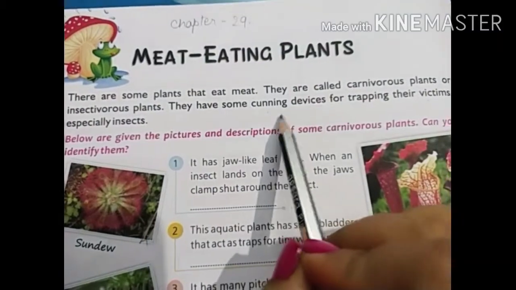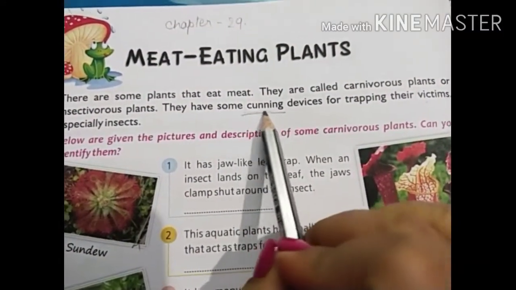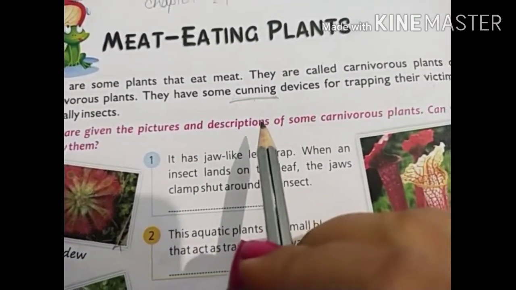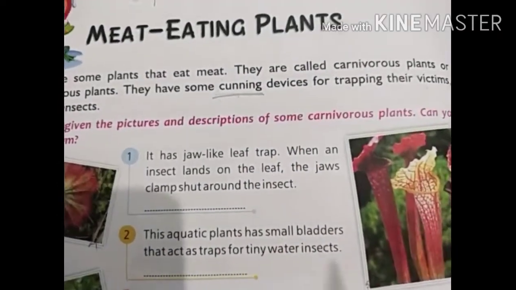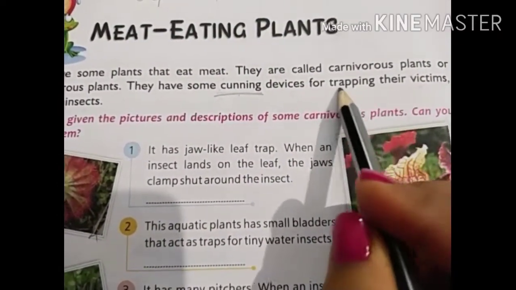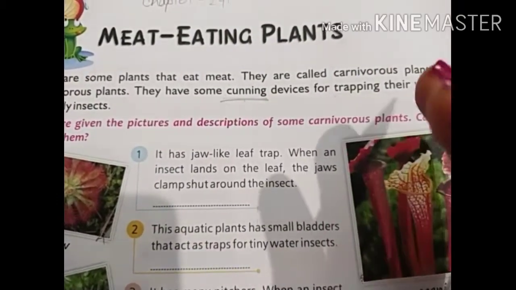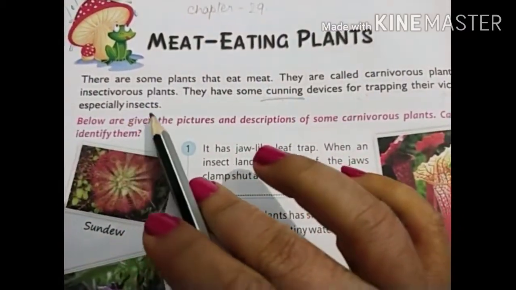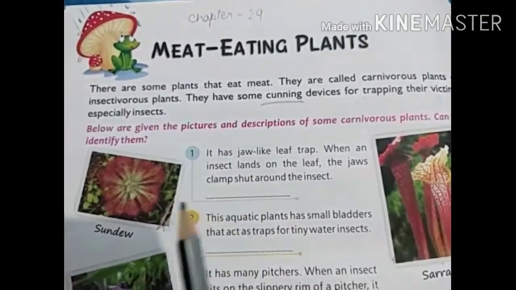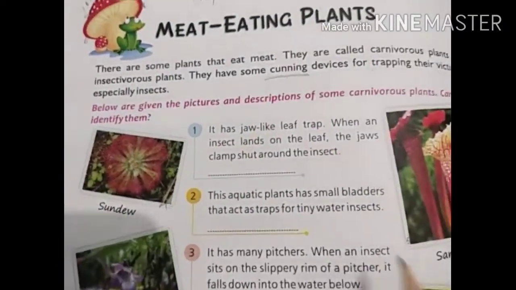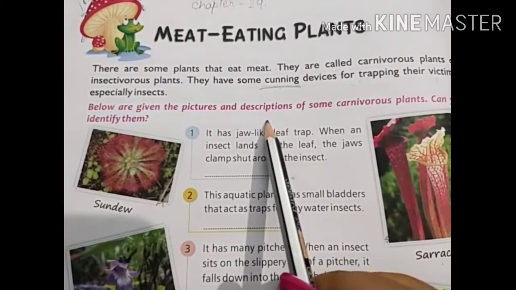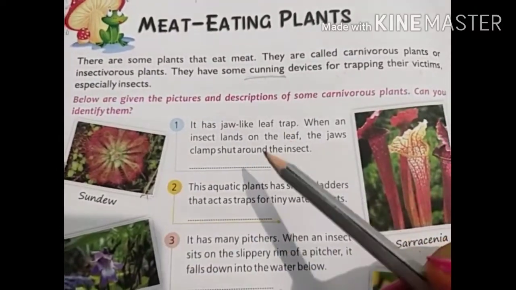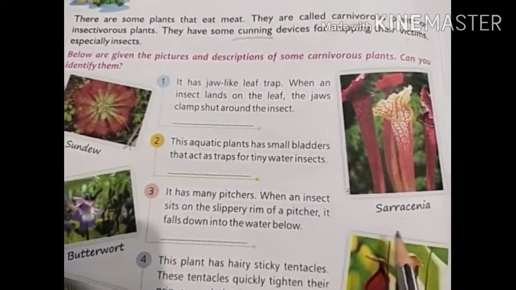They have some cunning devices. Cunning means they have some clever devices, or clever secretions or body structures, for trapping other organisms. Trapping means catching their prey. Prey means shikar, especially insects. They catch the insects. Below are given the pictures and descriptions of some carnivorous plants. Can you identify them? Children, you have to identify these plants.